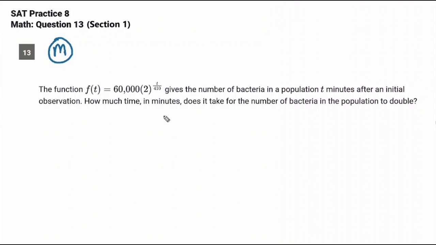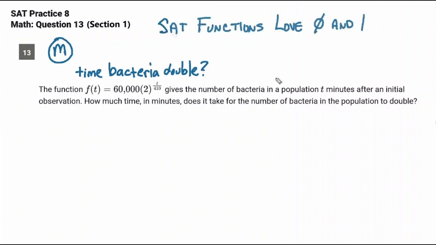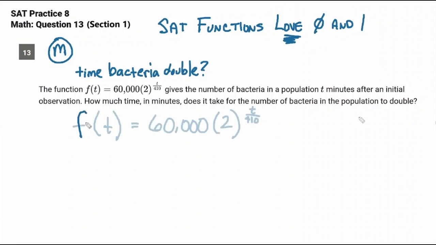So write down what you're looking for. It doesn't have to be elegant or fancy. It just helps to know exactly what you want on these slightly complex questions. It's a function. SAT functions love 0 and 1. So if you're not sure what to do on a function, try plugging in 0 or 1. Write down the function. What is t? ETS tells you that t is minutes. Let's just try plugging in 0 here.